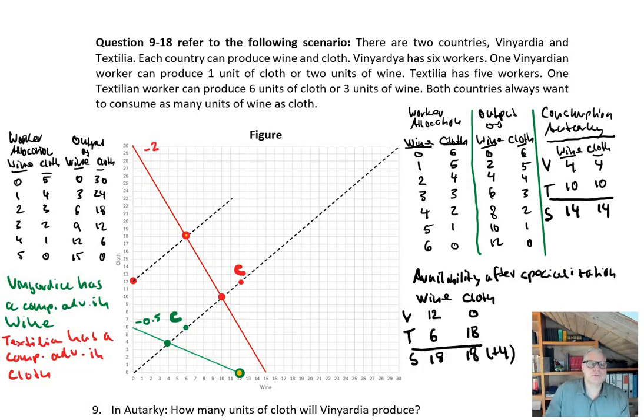Okay, so now we can quickly determine what the trade flows will be. Vineyardia produces 12, but they can consume 6. That means Vineyardia will export 6 units of wine to Textilia.